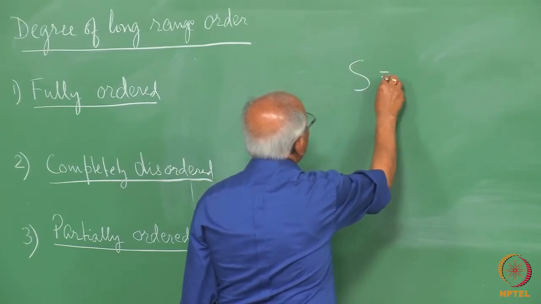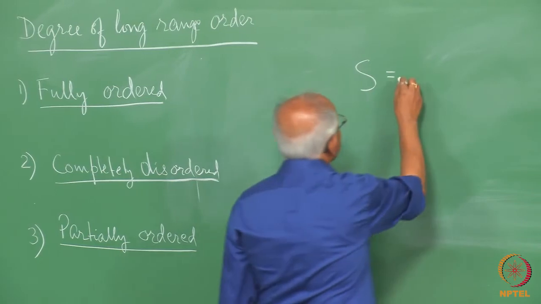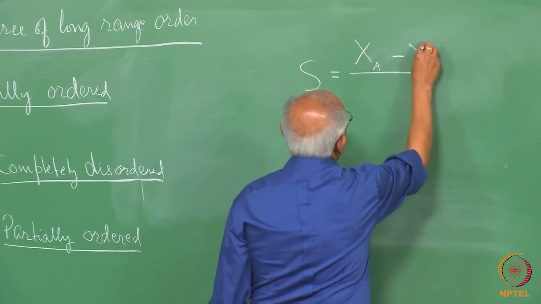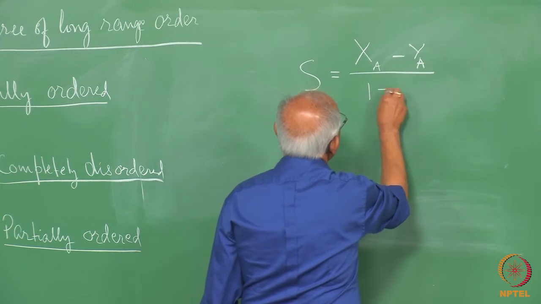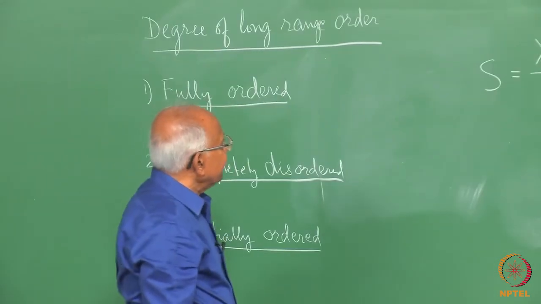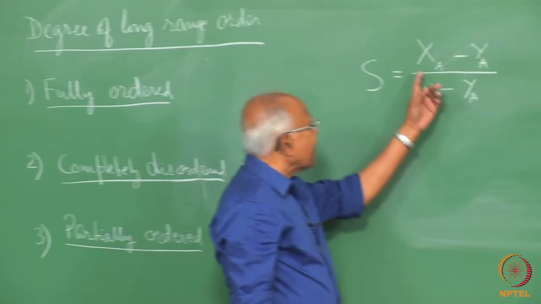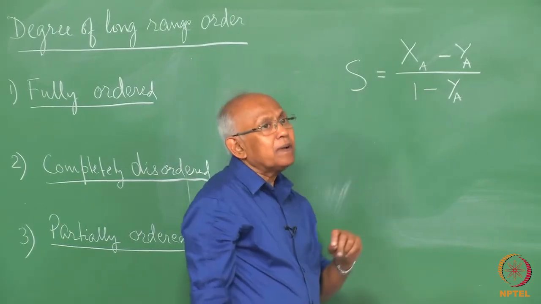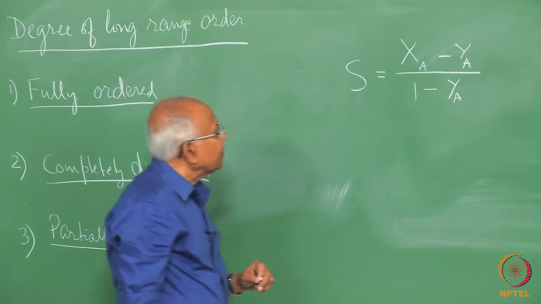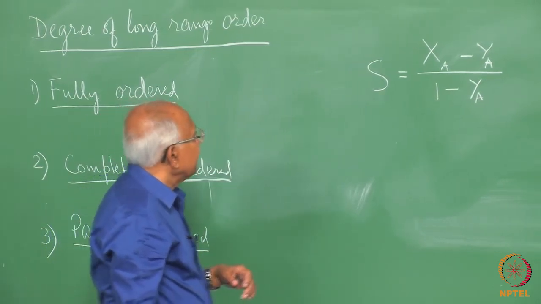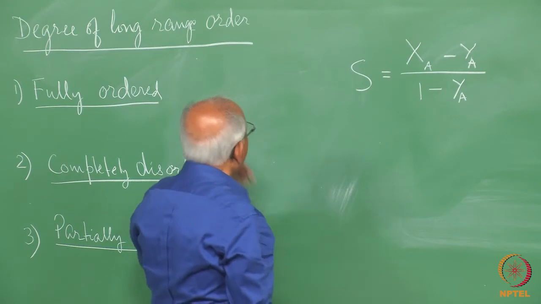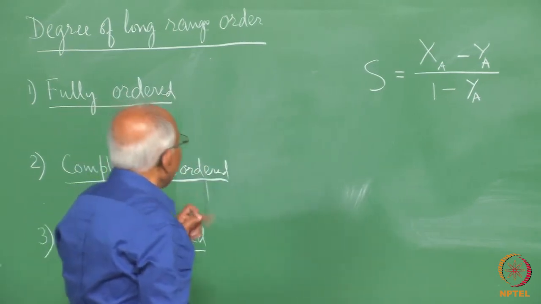We know that the long range order parameter S can be written as the ratio x a minus y a divided by 1 minus y a, where x a is the fraction of the A sites which are actually occupied by A atoms, and y a is the fraction of A atoms in the alloy. Then for the three different situations, we can find out what the value of S should be.